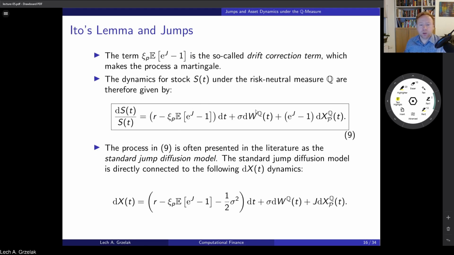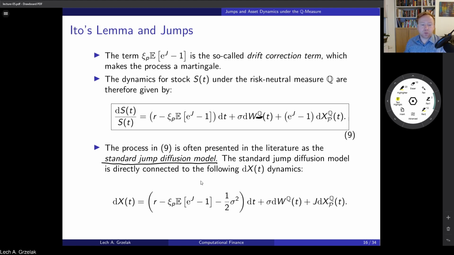After the substitution, we see that our process is now defined under the Q measure. We have r minus xi p expectation of J minus 1. This is convenient here, which is why this one is under the expectation. It doesn't really matter. Then dt, we have the term which comes from the diffusion part, and here we have an additional term, e to the J minus 1, d XiPt. This process is often presented in the literature as the standard jump diffusion model. So once you hear about the standard jump diffusion model, this is the model that it refers to.